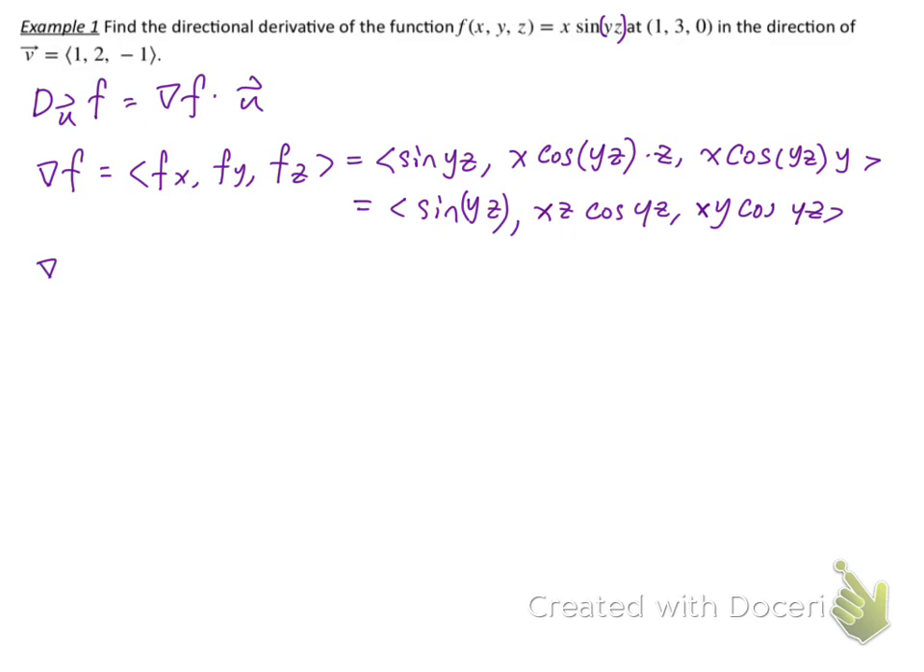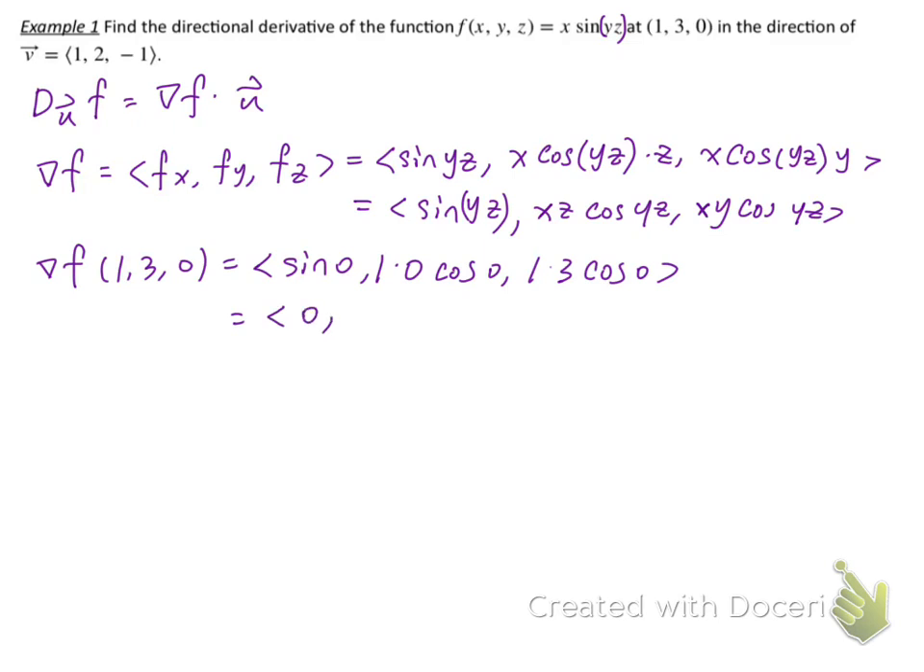Now plug in my point (1, 3, 0). I'm going to have sine 0, where x is 1 and z is 0. It doesn't really matter what else, but cosine yz will be 0, and x is 1, y is 3, cosine y times z is 0. So sine 0 is 0, and 1 times 0 gives you 0. 1 times 3 times cosine 0 is 1, so only the z component has a non-zero number, 3.